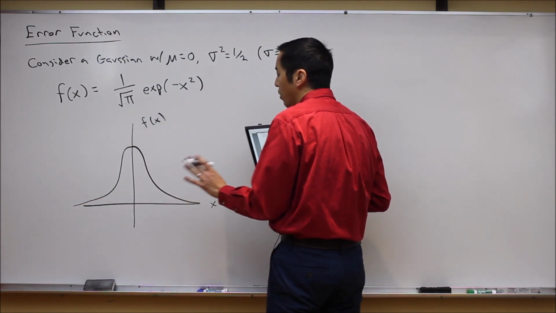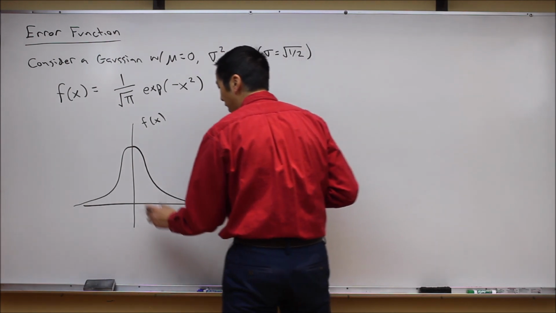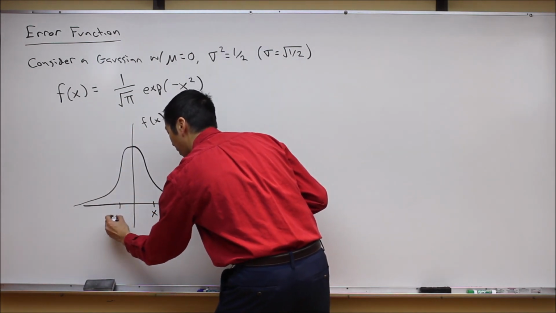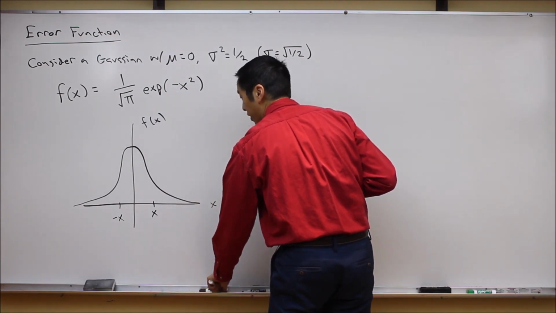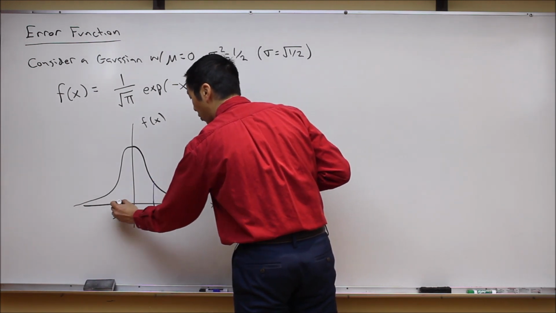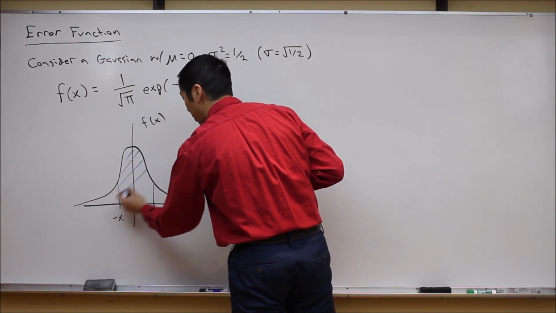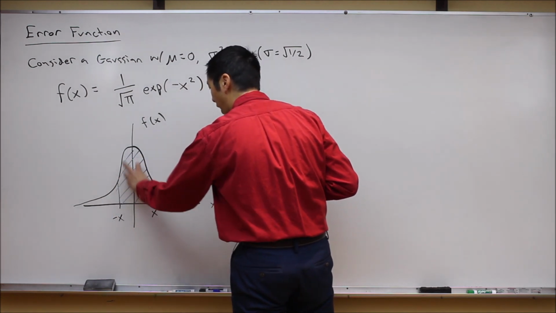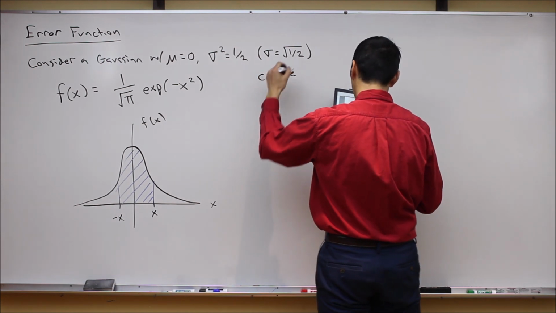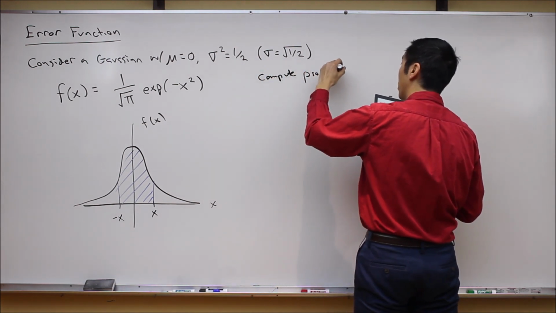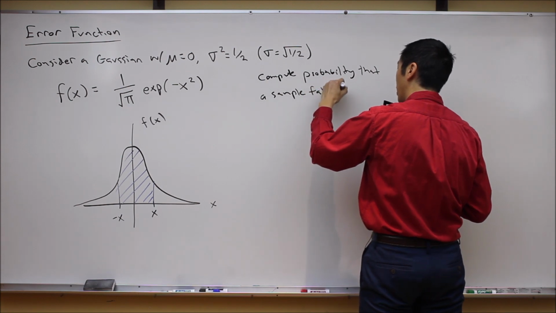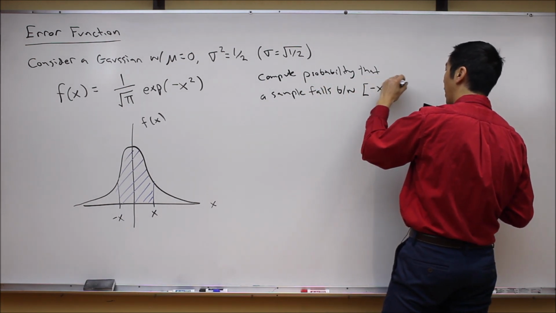Now what I would like to compute is the probability that a sample drawn from this distribution falls between minus x and positive x. We know from the discussion of probability distribution functions that the way to compute that probability is the integral of the probability distribution function between the values of interest. So it's this area under the curve. Let's write that down. I want to compute the probability that a sample falls between the range minus x to positive x.